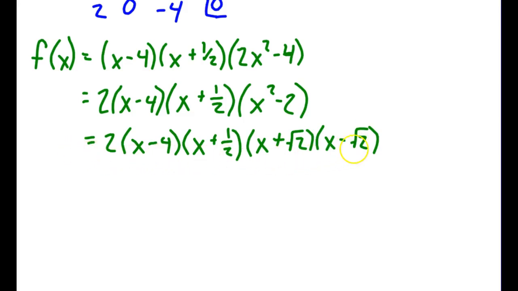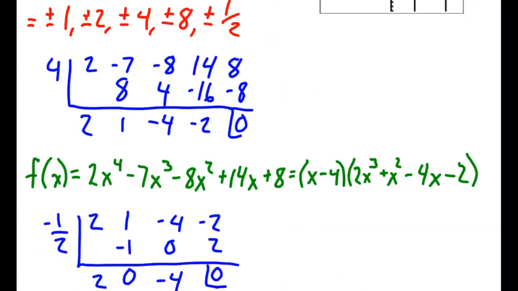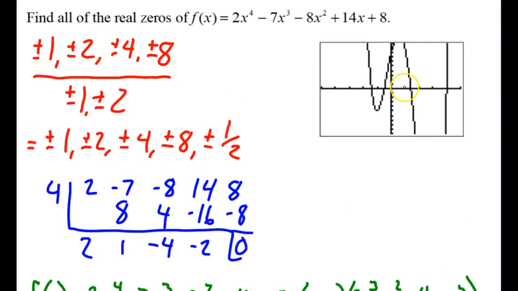So this is our original polynomial in factored form. We use synthetic division and the rational root theorem and the graph to help us break it down into this form. If we would set each of these factors equal to 0 because of the zero product property, we would get x equals 4, -1/2, and then we'd have radical 2 and negative radical 2. So we have 4 zeros to this polynomial. If we looked at the graph, we had 1, 2, 3, 4 x-intercepts. Here would be our positive 4. Here's our negative 1/2, negative radical 2, and positive radical 2.